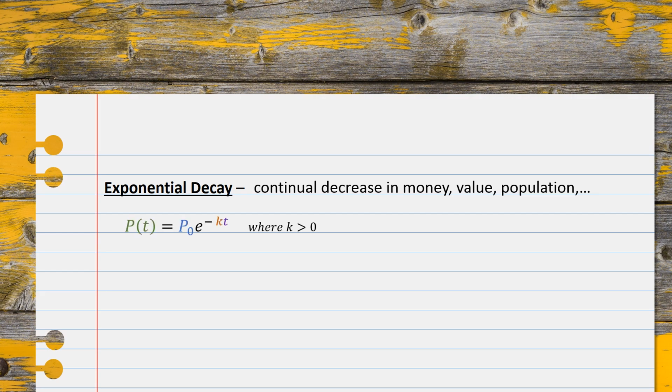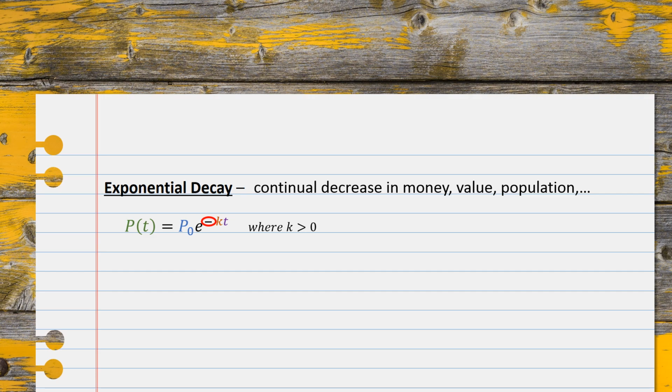Exponential decay. This is the continual decrease in something, whether it's money, value, population, bacteria. Exponential decay is represented by the function P of t equals P naught e raised to the power of negative kt, where k is greater than 0. Now this function should look familiar, but it is slightly different. What is different about it? Notice it has a negative exponent.